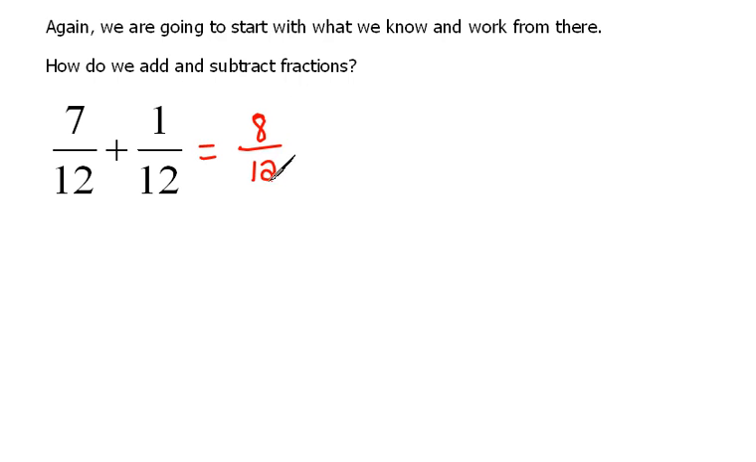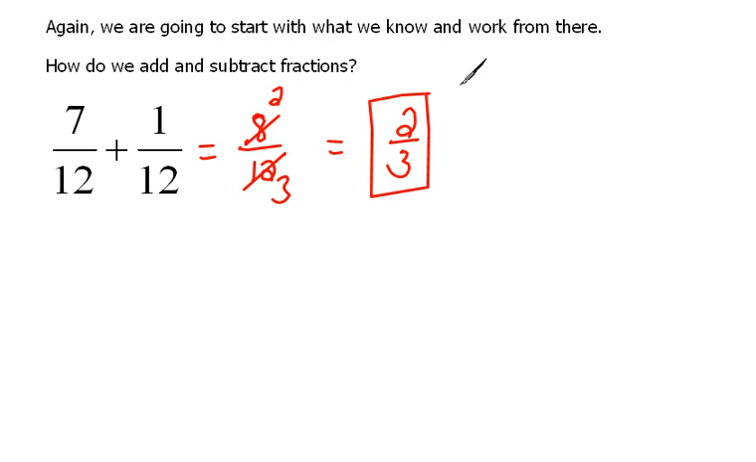And then we could reduce this down. Let's see, what can go into 8 and 12? 4. 4 would go into 8 2 times, and 4 would go into 12 3 times. So really that is 2/3. Okay, that's true. That is the answer.